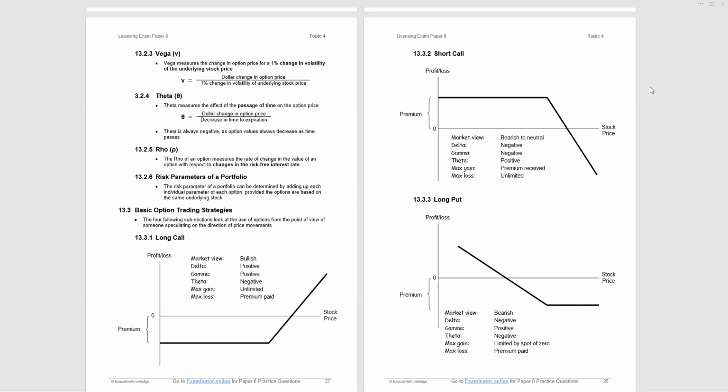Theta starts with T and it's time. So it measures the effect of passage of time on the option price. So the faster the time moves, then the theta will reflect how the option price will move. Rho measures the change in the value of the option with respect to change in the risk-free interest rate, R, R, risk-free rate, rho.